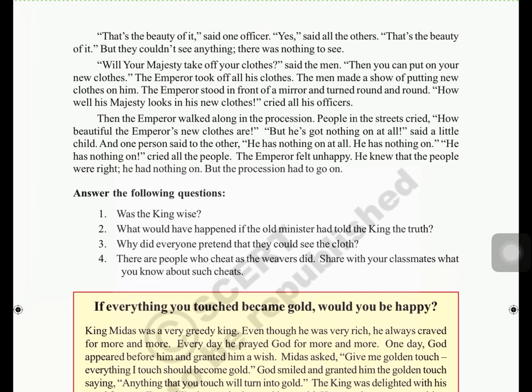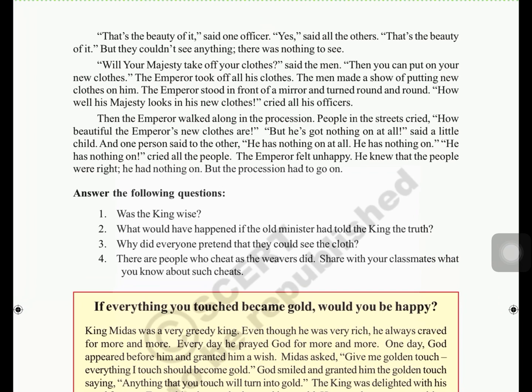To whom? To the emperor. The emperor stood in front of a mirror and turned round and round. He started making rounds, standing opposite the mirror. "How well his majesty looks in his new clothes," cried all his officers.